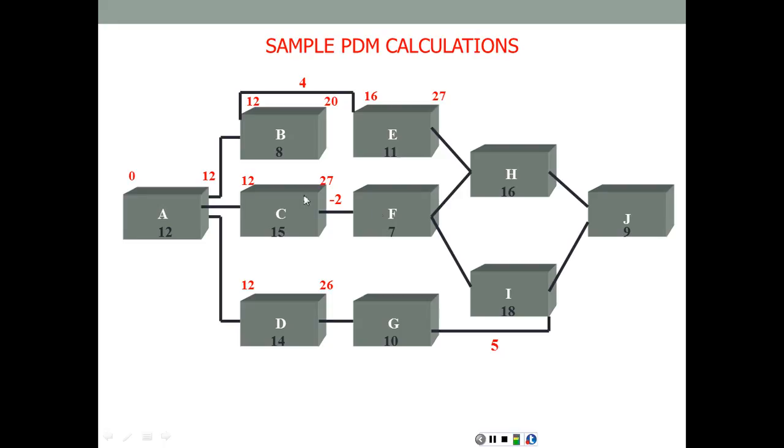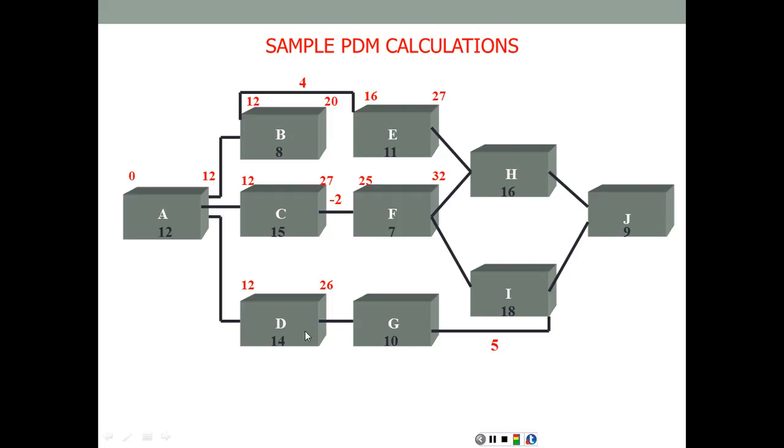For activity F, it has one immediate predecessor C, finish to start, with 2 days of overlap, which is the negative lag here, which means activity F is going to start 2 days before the completion of activity C. Therefore, the expected start for F is going to be 27 plus negative 2, which is 27 minus 2, that's 25. Its duration is 7 days, so it's going to be expected to finish on day 32.